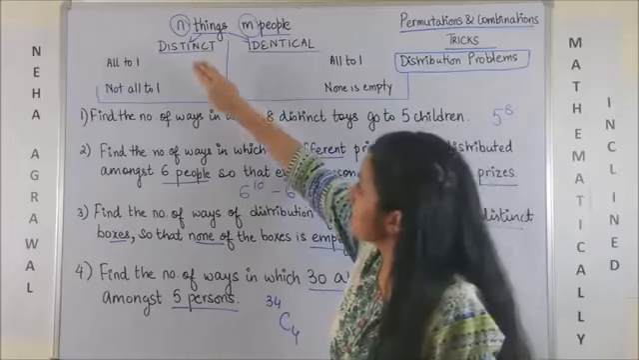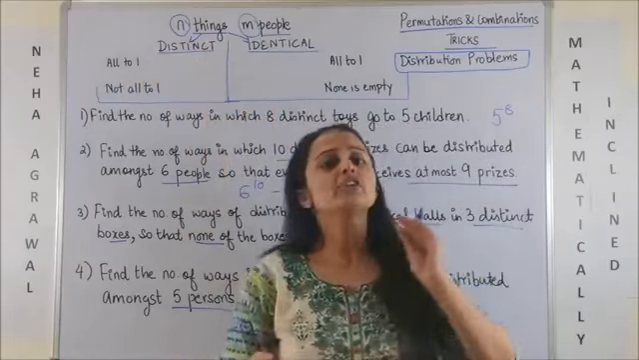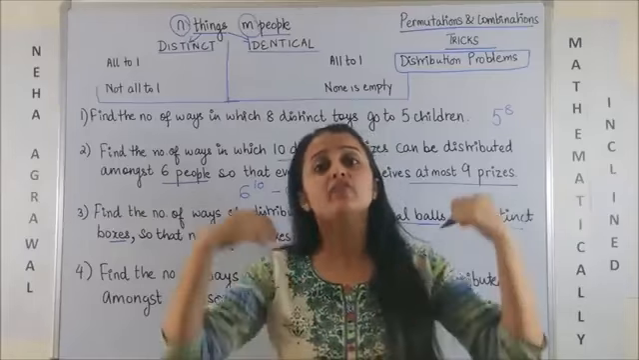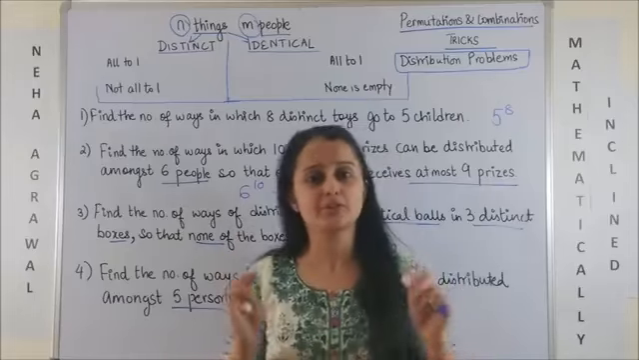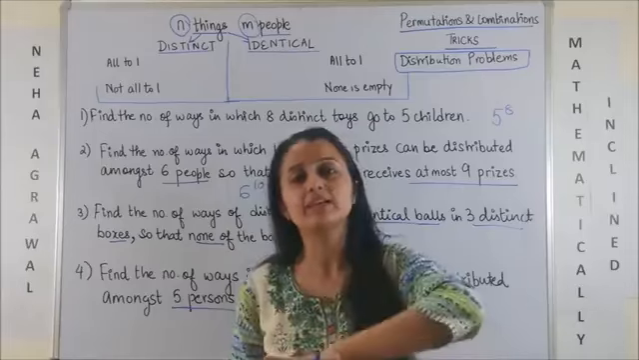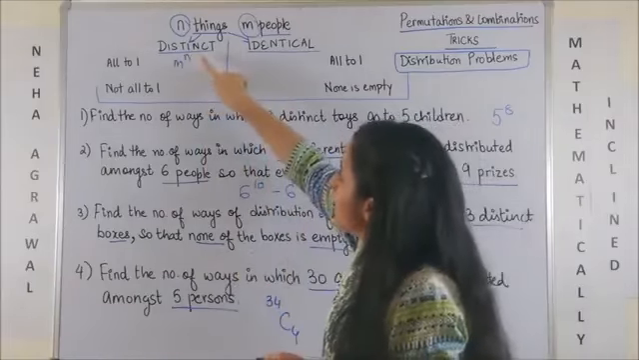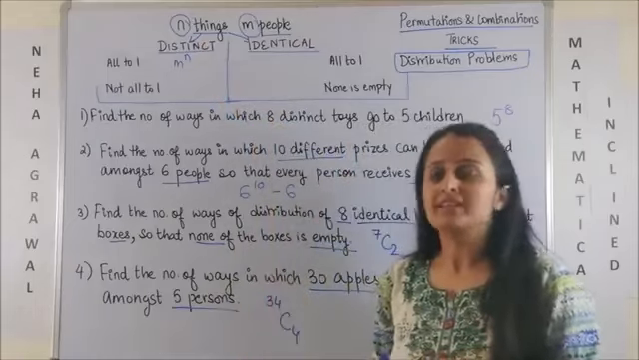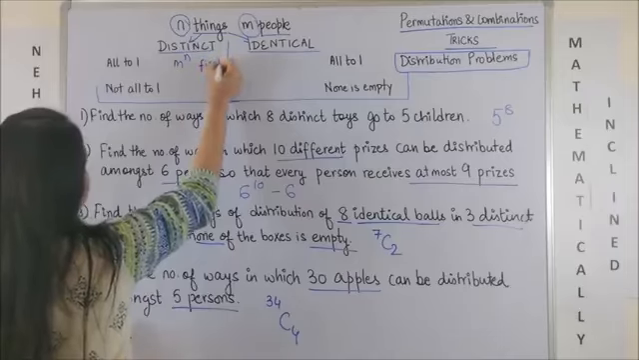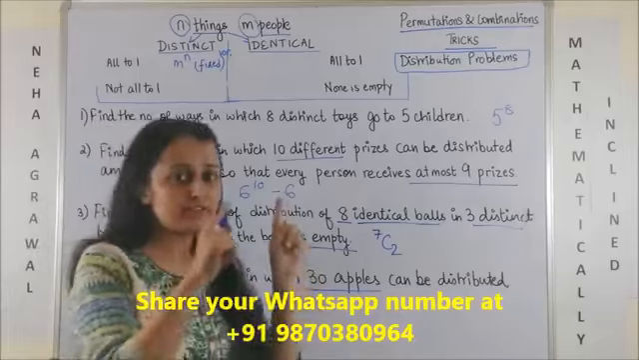If the things are distinct, then the first case arises where I am given no condition on the question. By this I mean that I can give all the things to the same person also. If I am not specifying any condition, then it's obvious everything can go to anyone. This will always give you the answer m raised to power n. You can also look at it this way, that it's a fixed thing raised to power the variable thing.